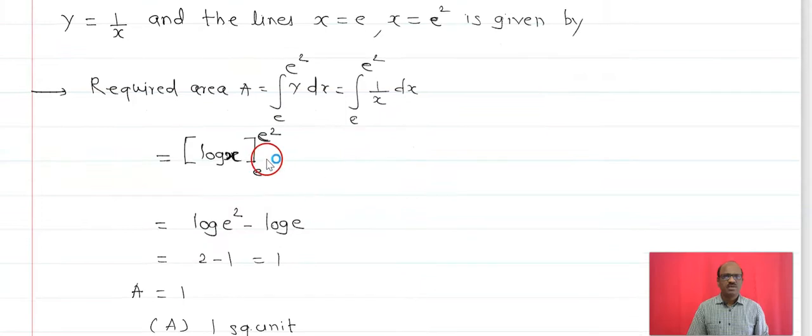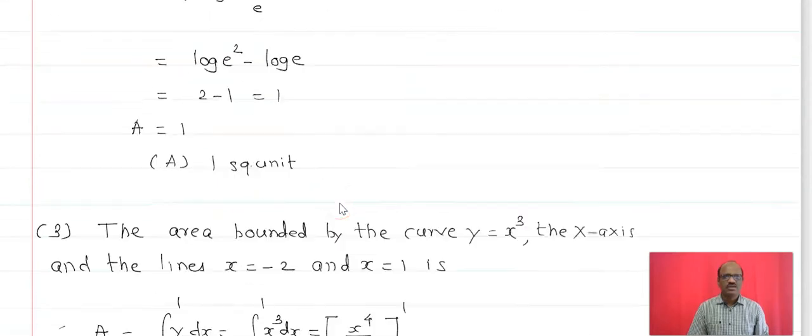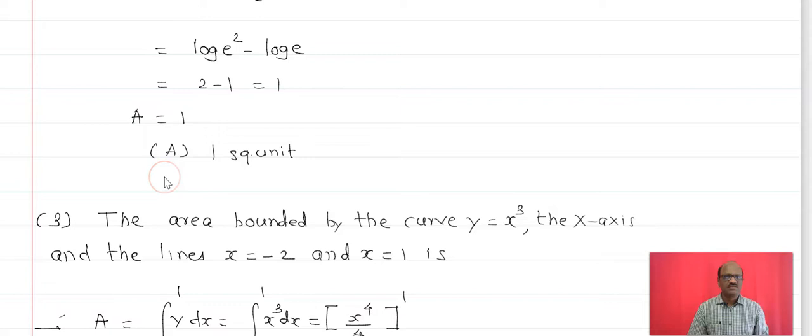We substitute upper limit minus lower limit, that is log of e square minus log of e. By the rules of logarithms, that is 2 times log of e. The value of log of e is 1, therefore 2 into 1 is 2, and log of e is 1. 2 minus 1 equals 1. Therefore A equals 1, and hence option A is the correct one, that is 1 square unit.